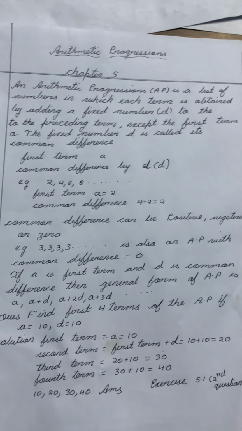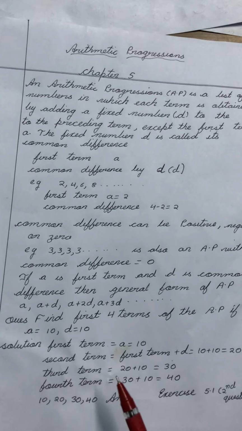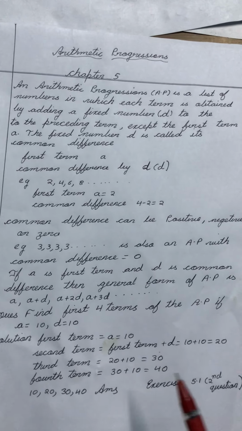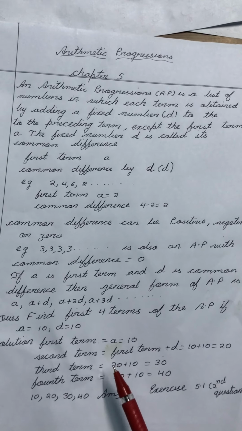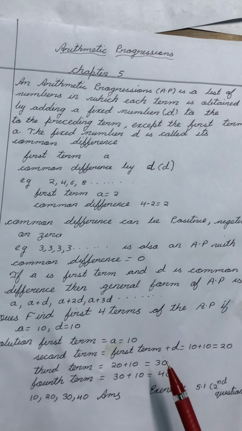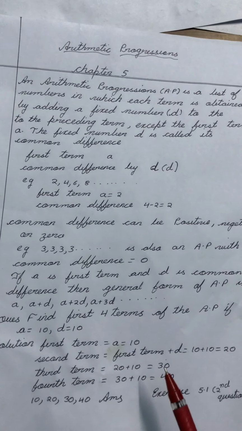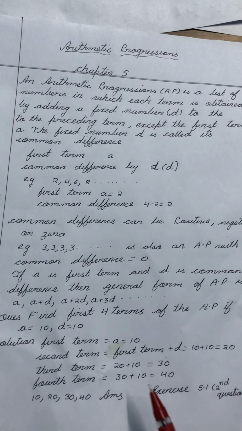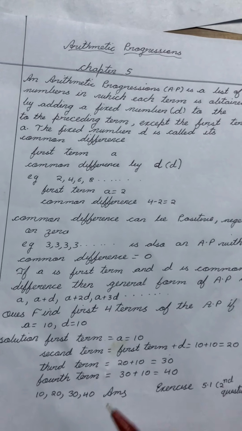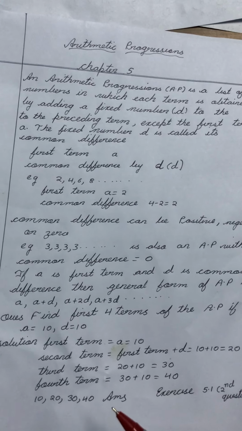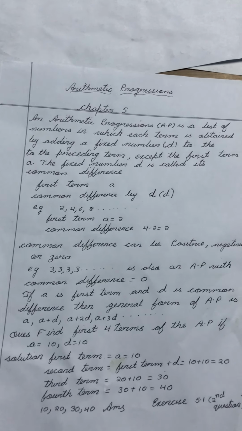So next we want to find the third term. To find the third term, we will add D to the previous term. My previous term, the second term, was 20. So in 20 we add D, we will get the third term, 30. To find the fourth term, we will add D to the previous term. The previous term was 30 and D is 10. So 30 plus 10, 40. So this continues. In this example, if we want to find the fifth term, we will add D to the fourth term. So 40 plus 10, 50. Like this it continues.